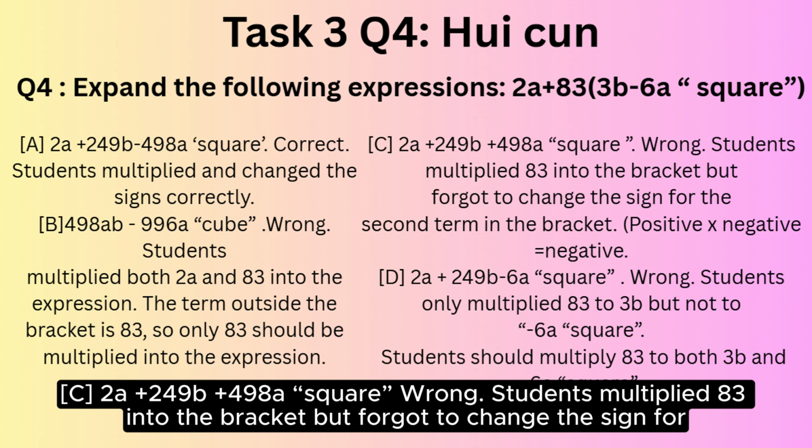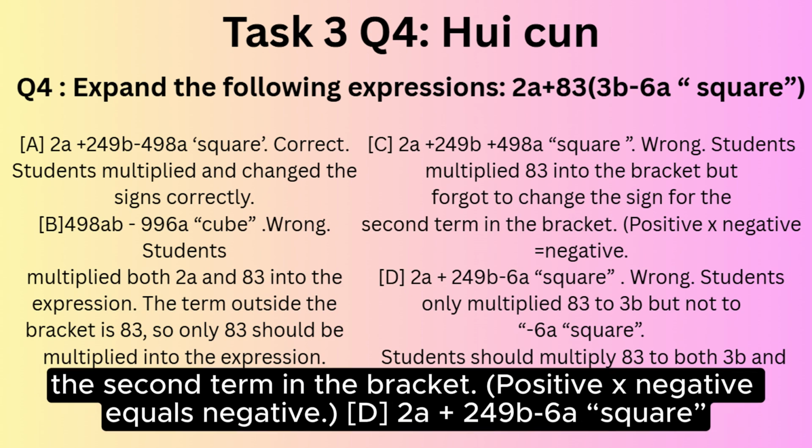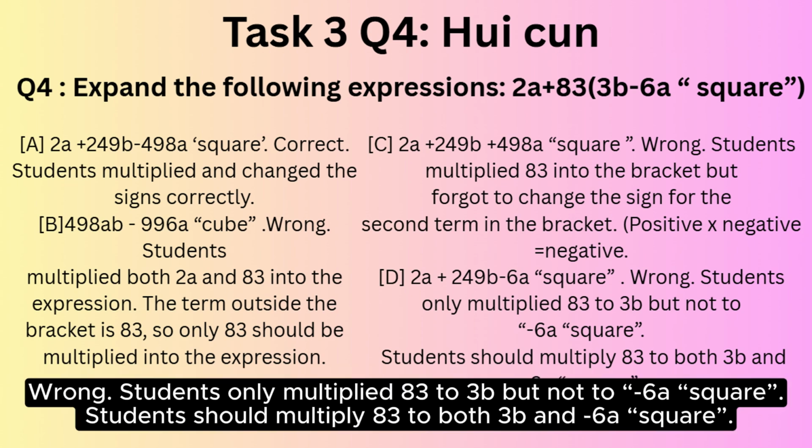C. 2a plus 249b plus 498a squared. Wrong. Students multiply 83 into the bracket, but forgot to change the sign for the second term in the bracket. Positive times negative equals to negative. Last option, D. 2a plus 249b minus 6a squared. Wrong. Students only multiply 83 to 3b, but not to negative 6a squared. Students should multiply 83 to both 3b and negative 6a squared.